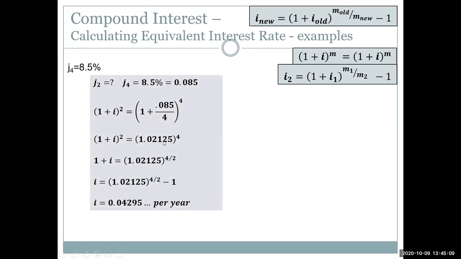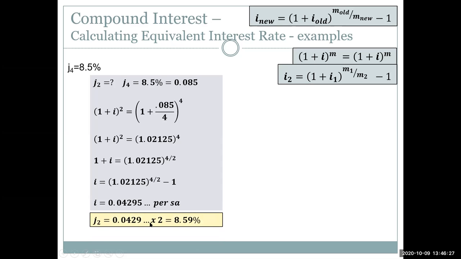Simplifying in the brackets, 0.085 divided by 4 plus 1 is the 1.02125. Using our rules of exponents, we now have the 1 plus I all by itself is equal to 1.02125 to the 4 over 2. Our I is the 1.02125 to the 4 over 2, all subtract 1, and we get 0.04295 per semi-annual. If we want to convert that to the J2 as requested, we need to now multiply that 0.04295, etc., times 2, we get 8.59%.